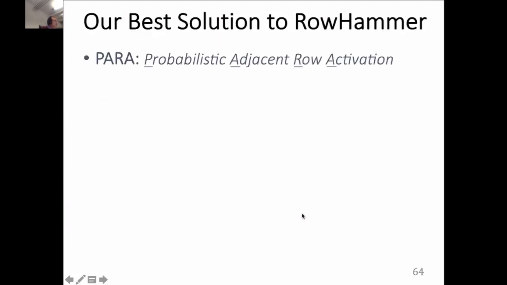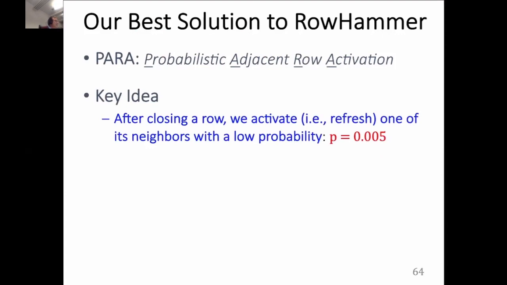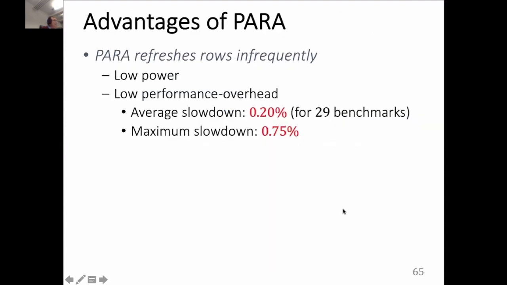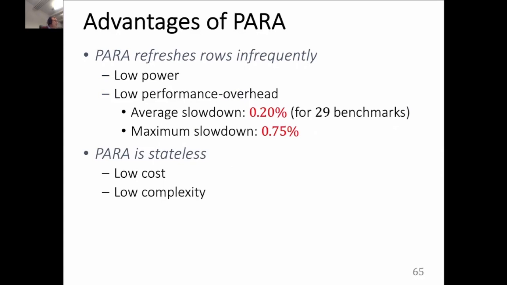Okay, our solution was probabilistic. Basically, the idea is very simple. Whenever the memory controller closes a row, it activates adjacent rows, physically adjacent rows, with very low probability. And you could set the level of probability depending on your vulnerability to RowHammer and your paranoia, of course, right? And we showed in our paper that if you set the probability to 5 out of 1,000 accesses, you get a reliability guarantee that's much better than hard disks. And this is low overhead, low cost, and low complexity. The downside is now the memory controller needs to know which rows are physically adjacent.